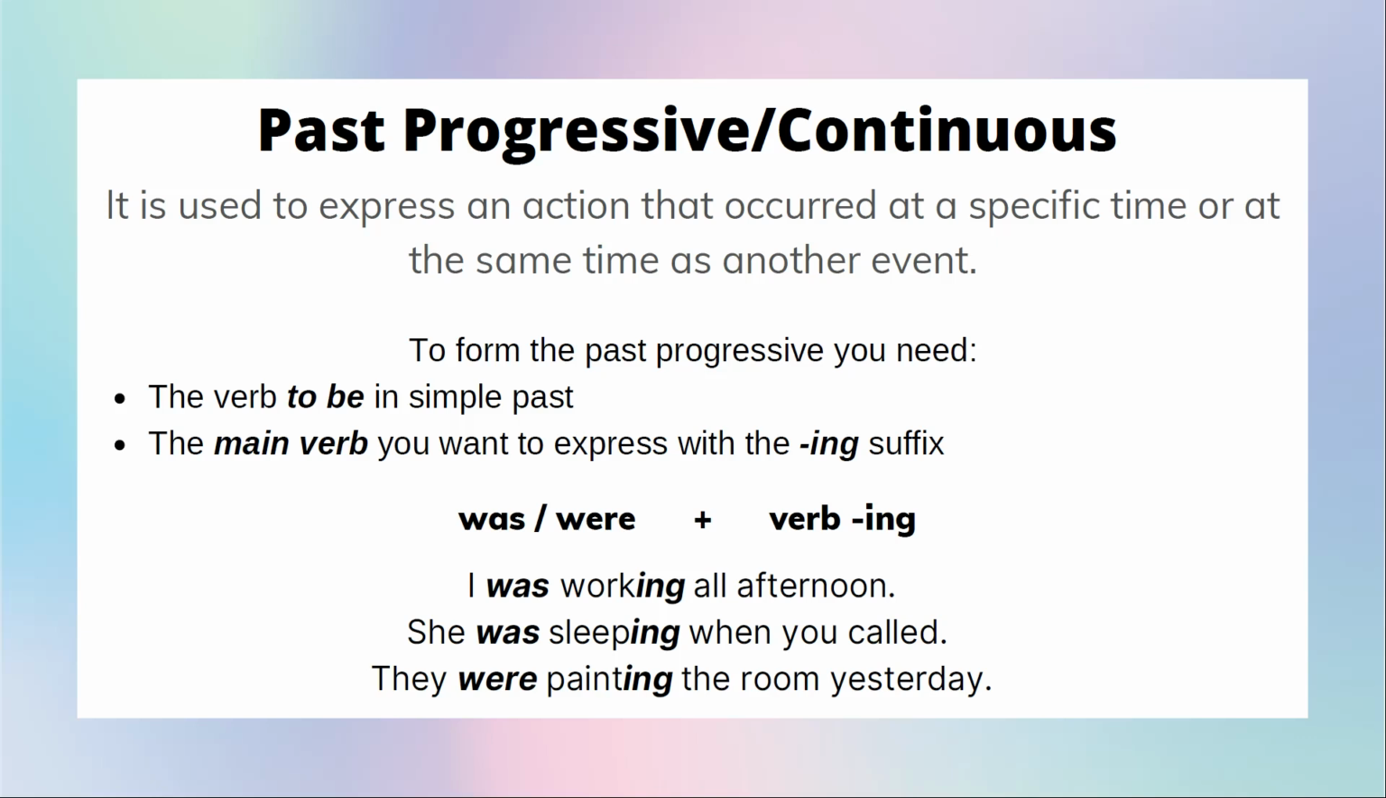It is used to express an action that occurred at a specific time or at the same time as another event in the past. And to form the past progressive, you need the verb to be in simple past and the main verb that you want to express with the ing suffix. So here we have the examples. I was working all afternoon. She was sleeping when you called. They were painting the room yesterday.